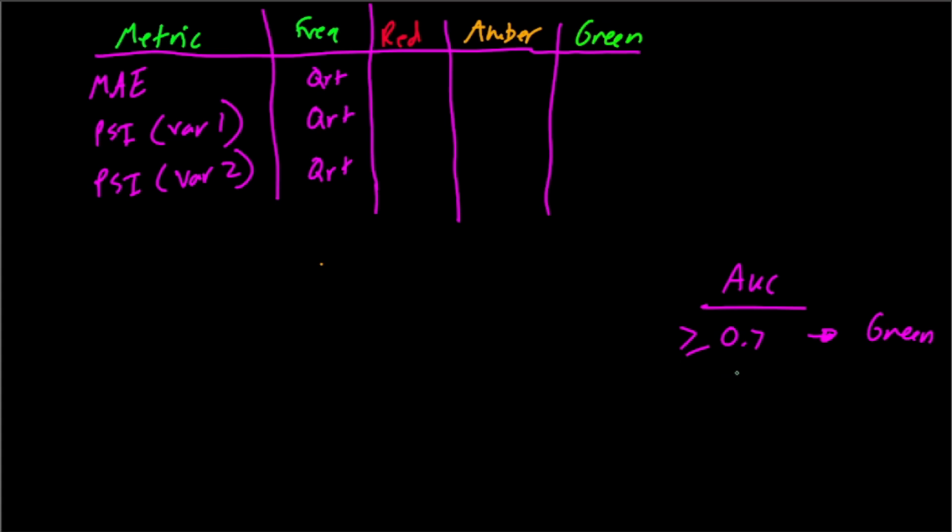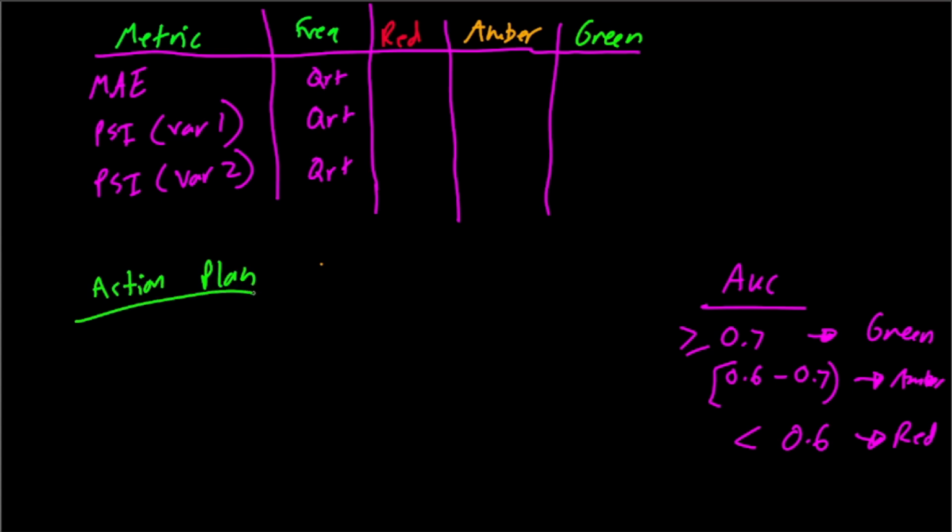Anything between 0.6 and 0.7, not inclusive at one end but inclusive at the other, is going to be amber. And anything less than 0.6 is going to be red status. So what does this mean? You need to come up with action plans over here. So we'll say action plans for each threshold.